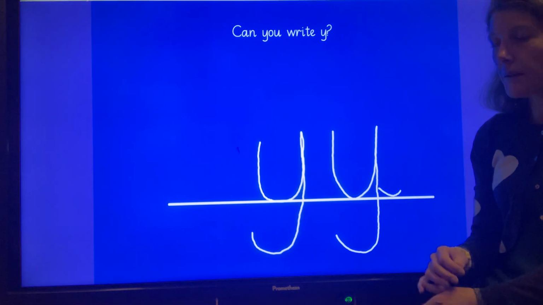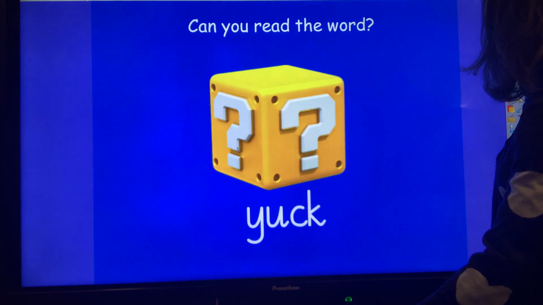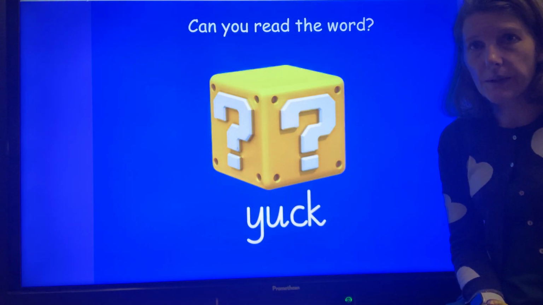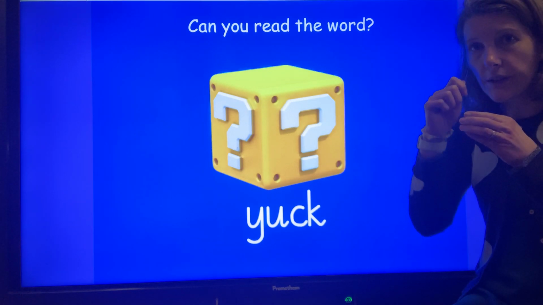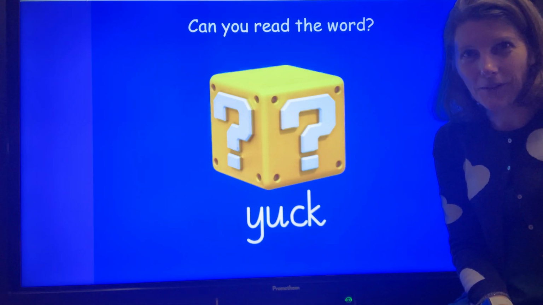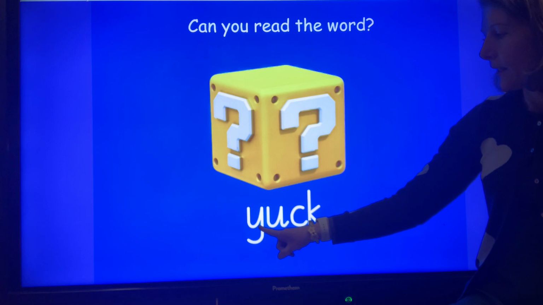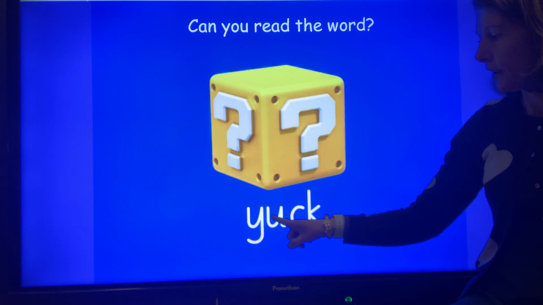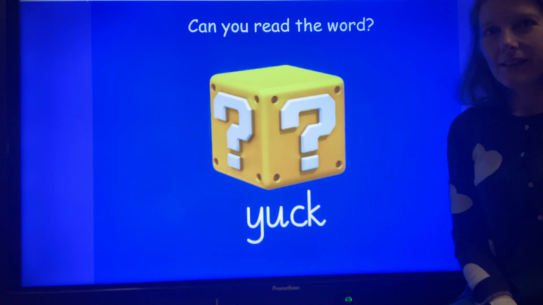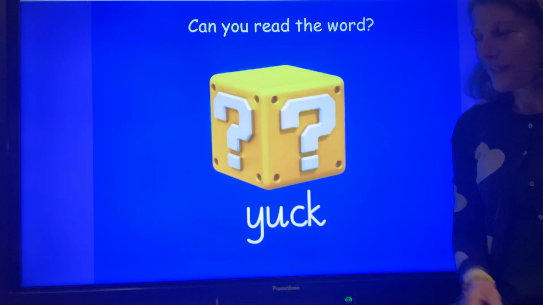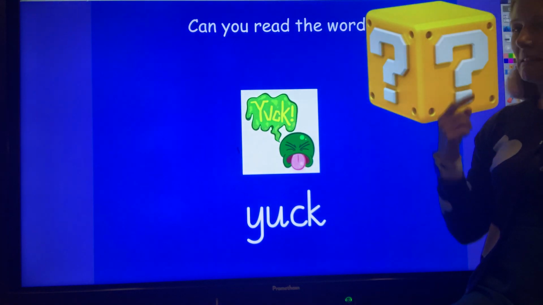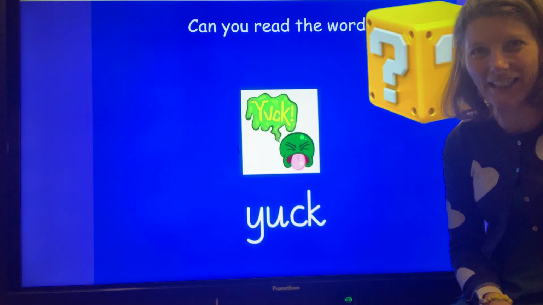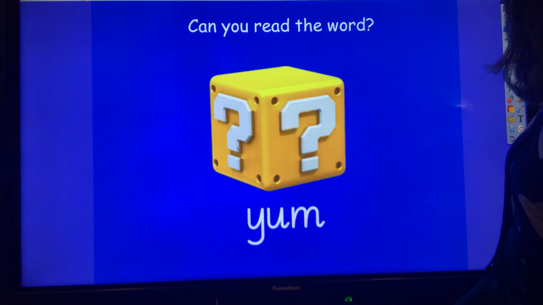Okay, so we're going to try reading some words that start with y. Are you ready for the first one? It is y, uck, y, uck. Know what it is? Let's have a look. Yuck! Did you get that right? Well done if you did.